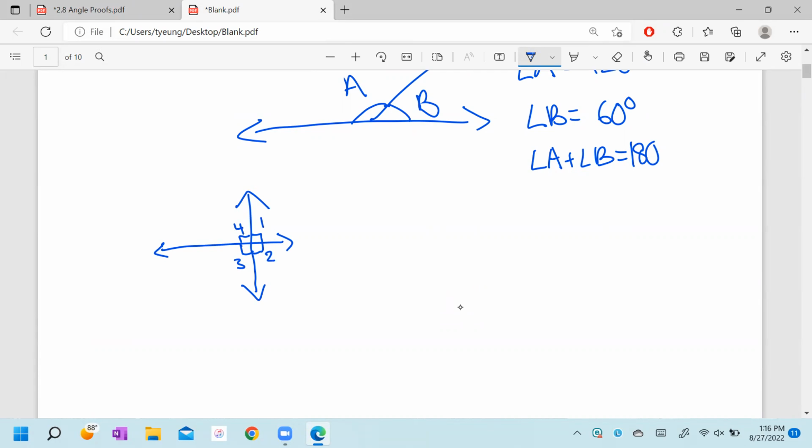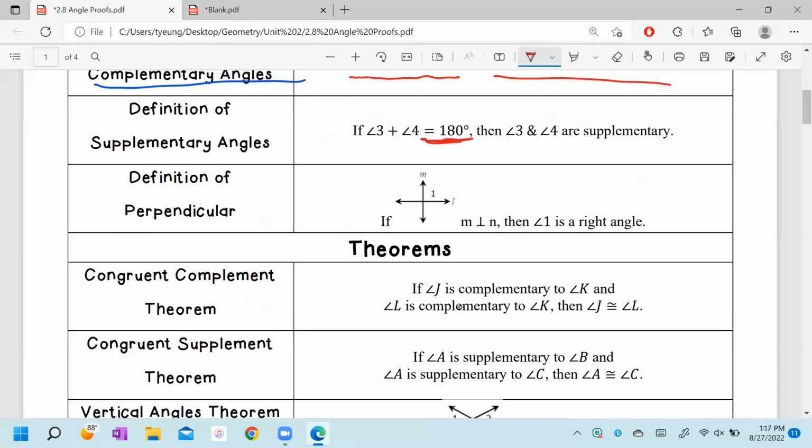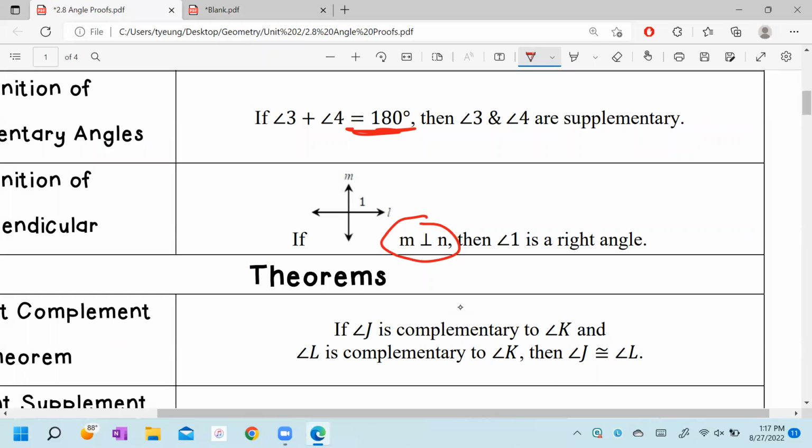And those are two perpendicular lines. So angle 1, angle 2, angle 3, and angle 4, they're all equal to 90 degrees because we have two perpendicular lines. That is your definition of perpendicular. And this is the notation that we use over here, right? That upside down T tells us that it's perpendicular. So this reads line M is perpendicular to line N.